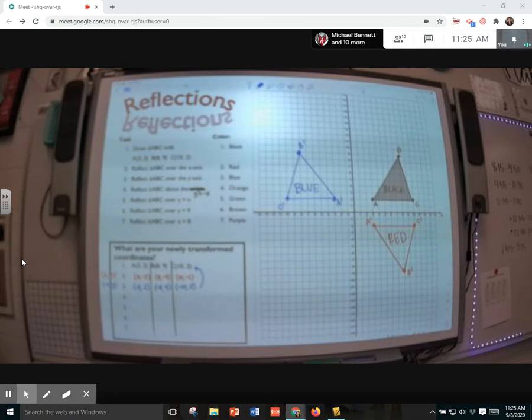Okay, so that's what you should have for those first two, the red and the blue.